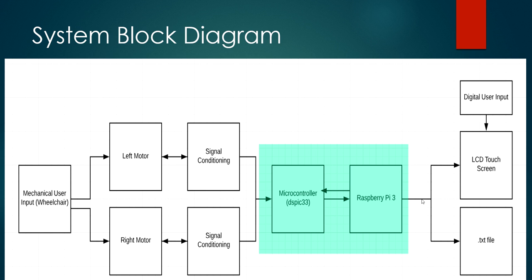In this demo I'll be explaining the highlighted area, which is the data communication between the Raspberry Pi and the microcontroller. The Raspberry Pi will be sending data to the microcontroller based on the digital user input to the LCD touchscreen. The user will select different values and different buttons on the LCD touchscreen, and based on that, the Raspberry Pi will send different data packets to the microcontroller.